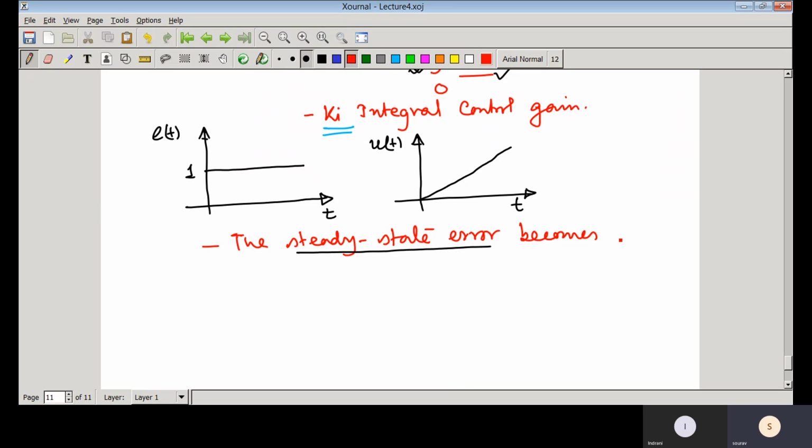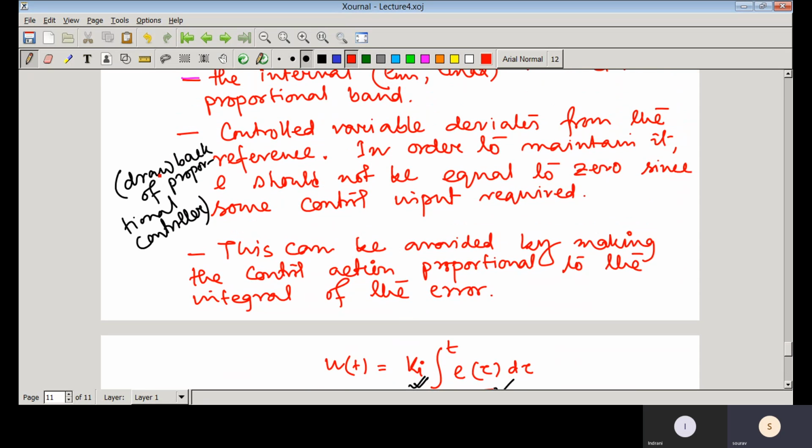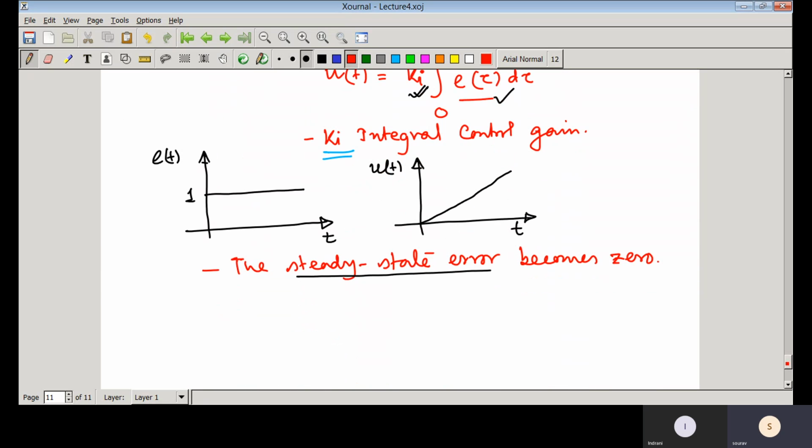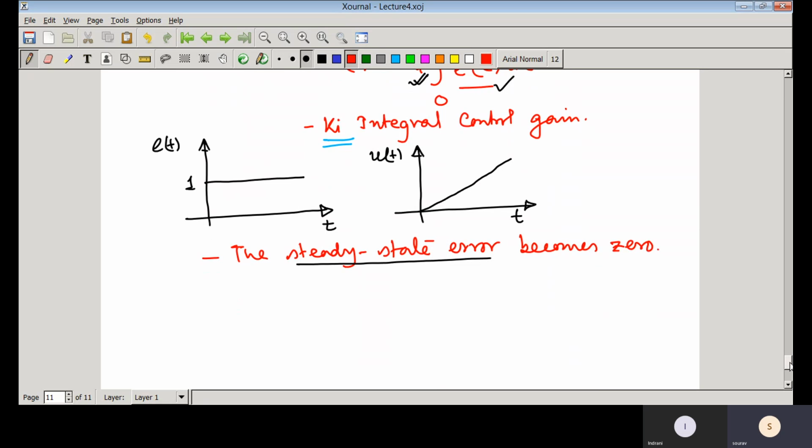That is a big advantage of using integral control, because in proportional control already you have seen the drawback of the proportional control. It cannot give you the 0 tracking performance. The reason is whenever e equal to 0, that means output tracks that reference command, then there is no control input. So proportional controller cannot help in this regard, but in case of integral control, it actually helps you to achieve tracking performance. You may ask how.